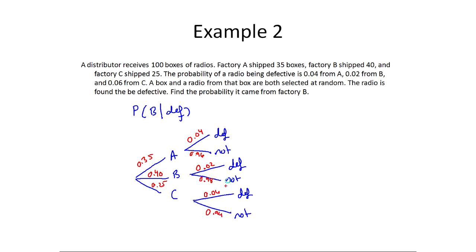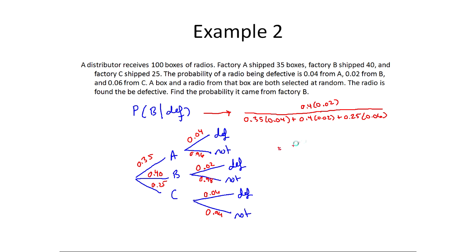All right, so same idea, big picture, small picture. So the big picture is we know it's defective. How many different places could it have come from? We don't know. So it could have come from A and been defective, so that'd be 0.35 times 0.04. Or it could have come from B and been defective, so 0.4 times 0.02. Or it could have come from C and been defective, 0.25 times 0.06. Now the small picture is we want to know the probability that it came from B and was defective, and so that's what goes on top. So that would be 0.4 times 0.02.